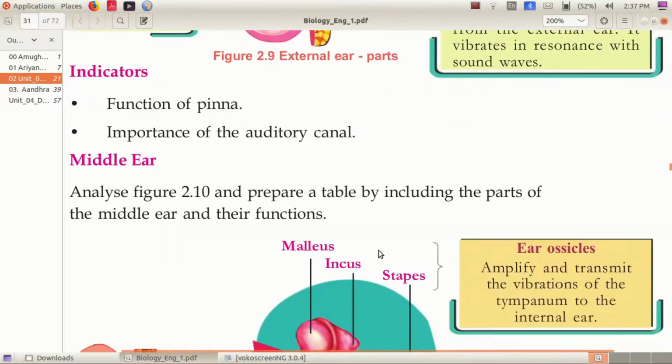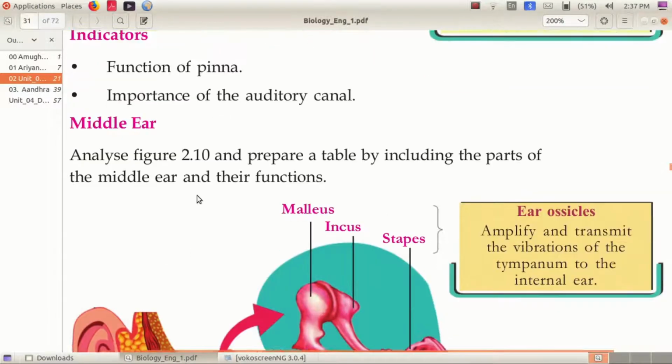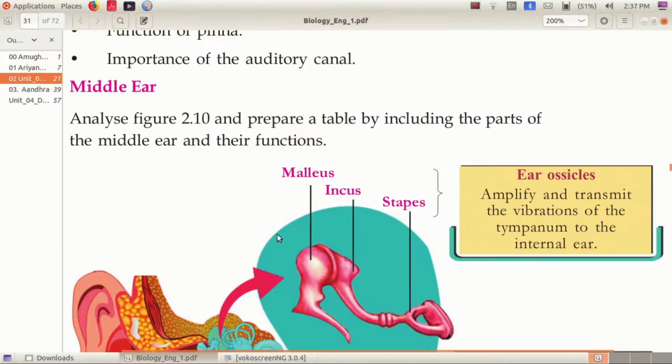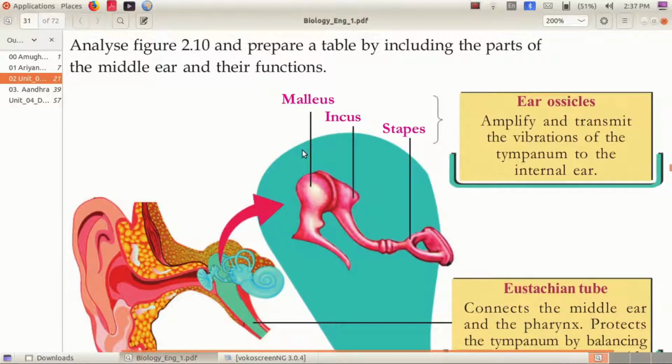So next part, that is middle ear. And this is the diagram of middle ear. Middle ear starts from this area. The main parts of middle ear are the ear ossicles. These are ear ossicles: malleus, incus, stapes. They are very small bones in our body. The smallest bone in our body is called stapes. So malleus, incus, stapes. What are their functions?